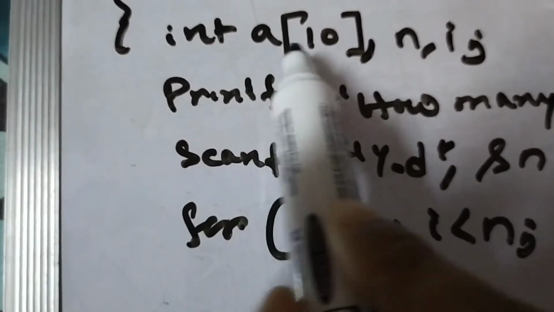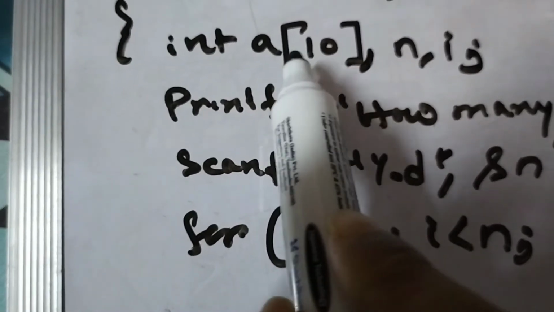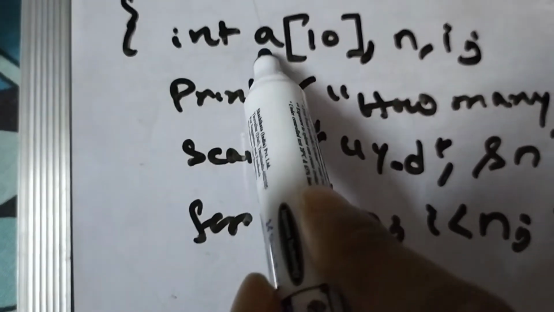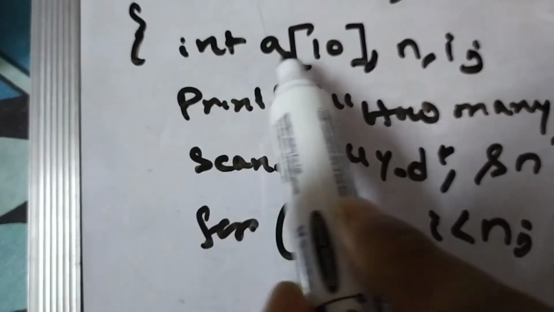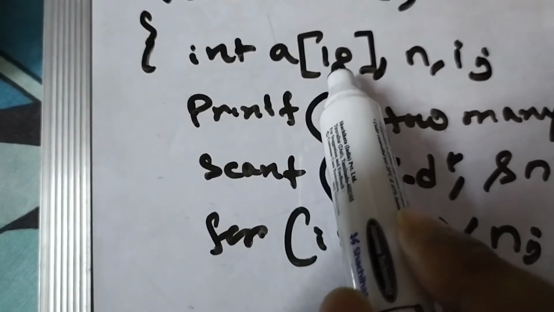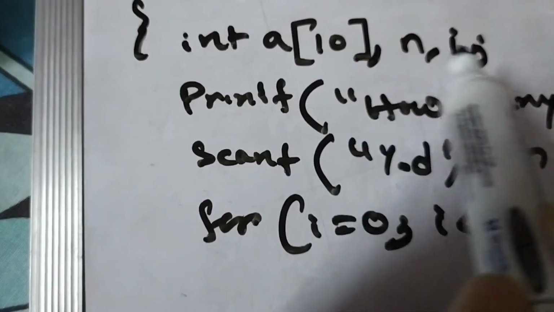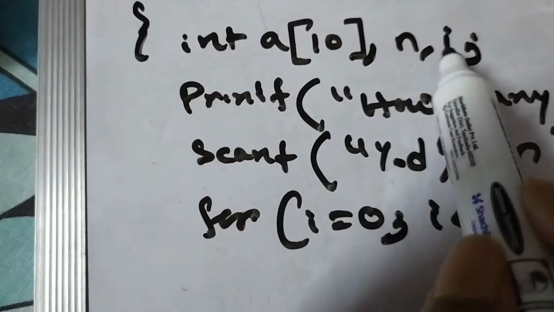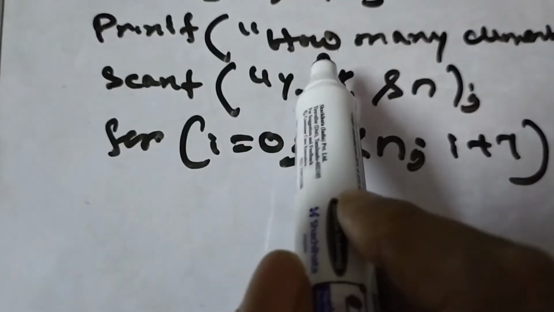Okay, so now I am explaining integer a[10], that means I have specified the length of the array. A is an array, and I am specifying the length of the array as 10, that means it will include 10 elements. Then I have taken another variable n and i.